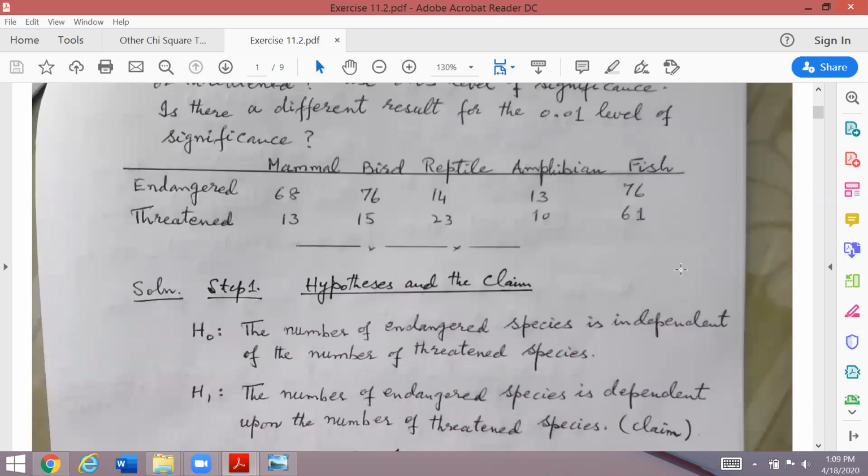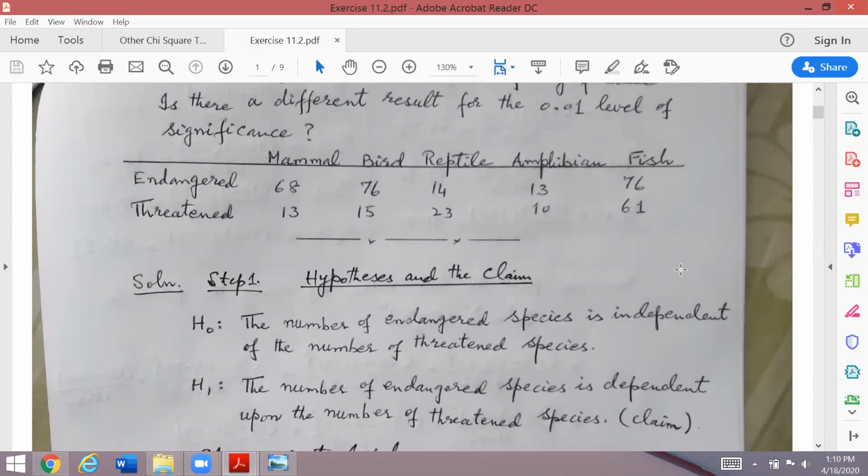Step number one is the hypothesis and the claim. The null hypothesis is that the number of the endangered species is independent of the number of the threatened species. This is what we are going to verify. H1 will be the statement which is contradictory to it: the number of the endangered species is dependent upon the number of the threatened species. This is the claim. Now we have to check whether endangered species depend on threatened species, or the two categories are independent. The claim is there in H1.